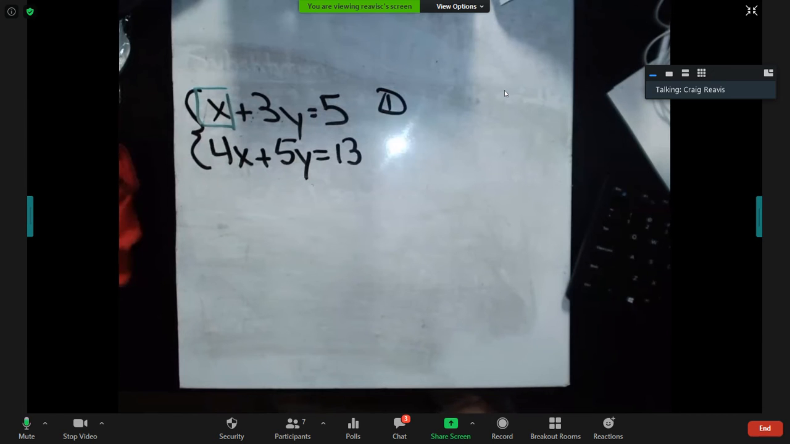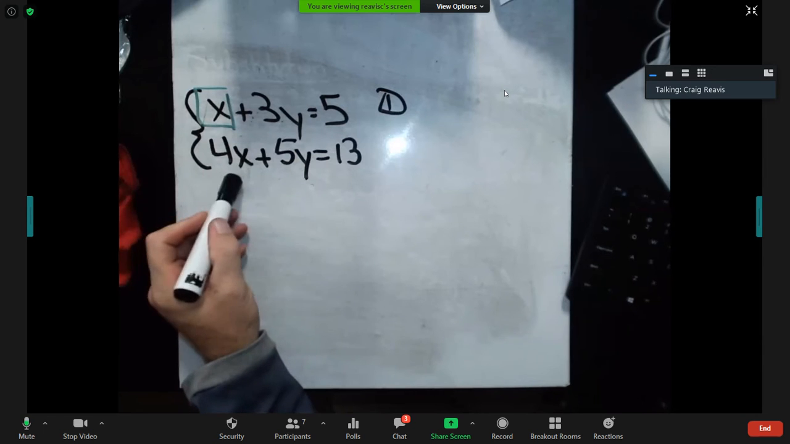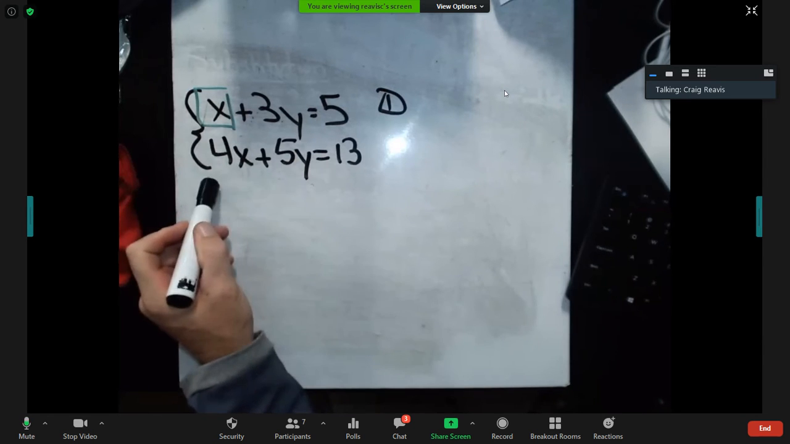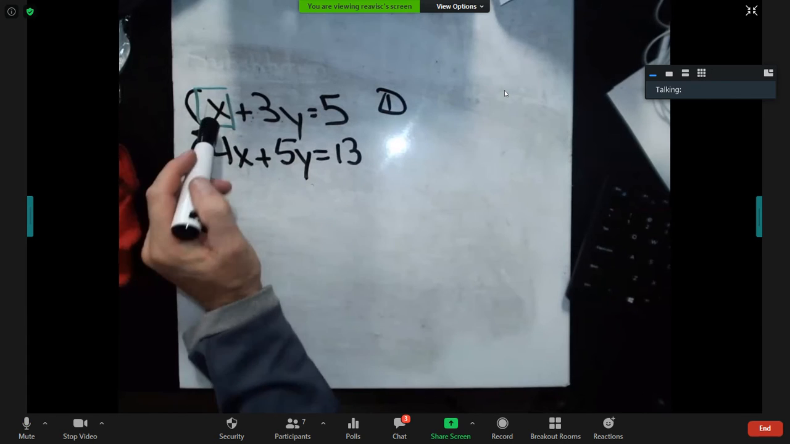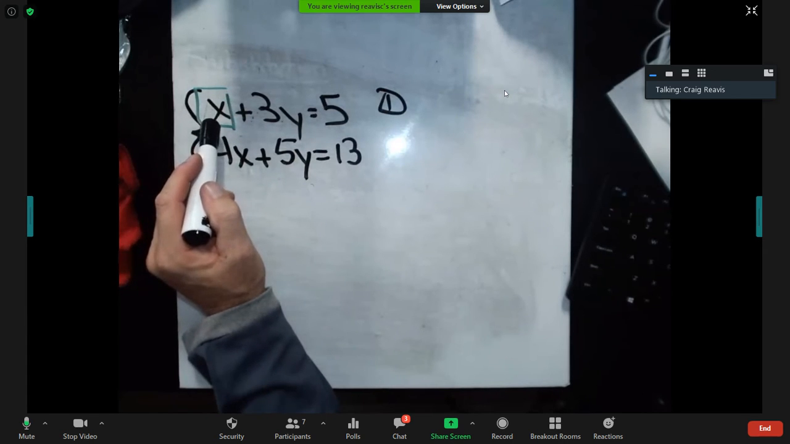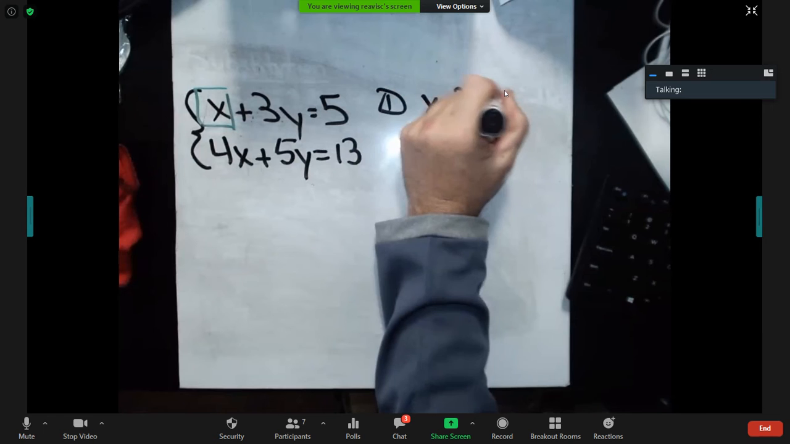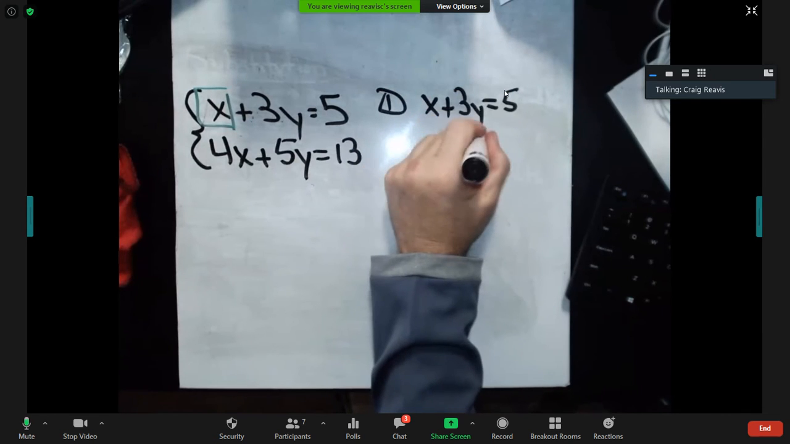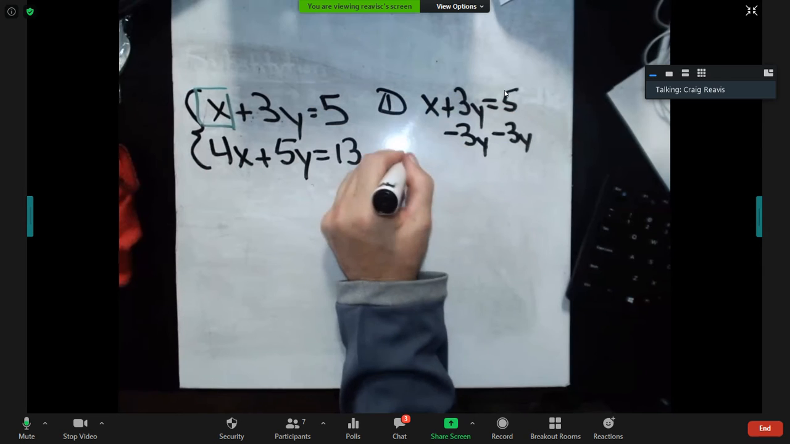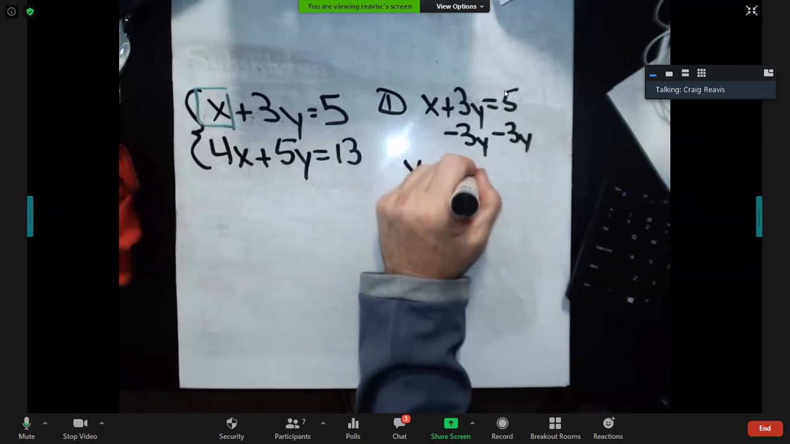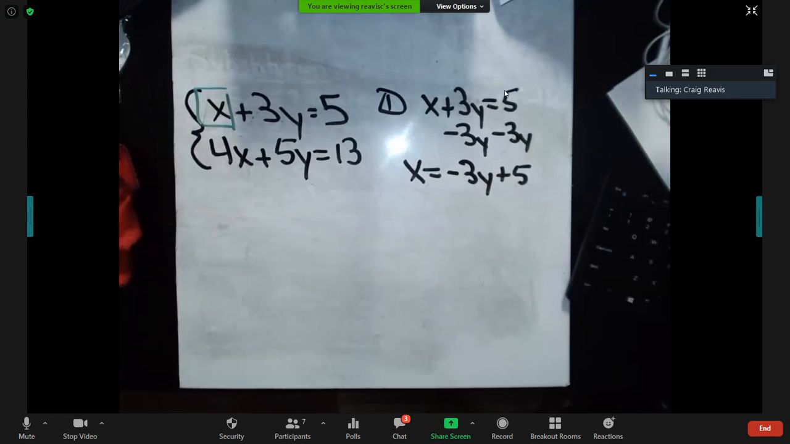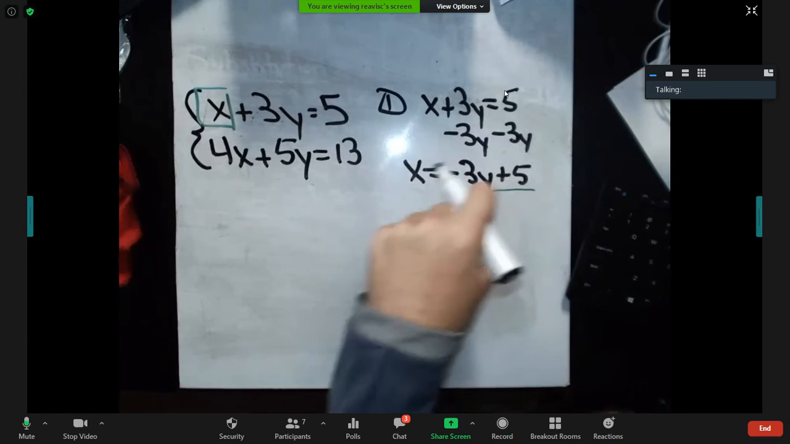If there is one that has an understood 1 in front of it, it makes it easier because it just takes 1 step to solve it. If I was going to solve for the x in the bottom, I would have to get rid of 5y and then divide by 4. When I divide by 4, I'm going to create fractions. Since there's just an understood 1 in front of that x, I'm not going to have to divide. So I'm going to take x plus 3y equals 5, and I'm going to subtract 3y is all I have to do. So I get x equals negative 3y plus 5. All right, that's my step 1 result.